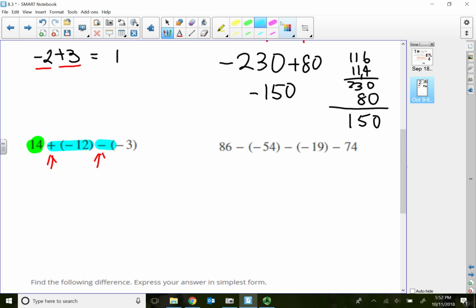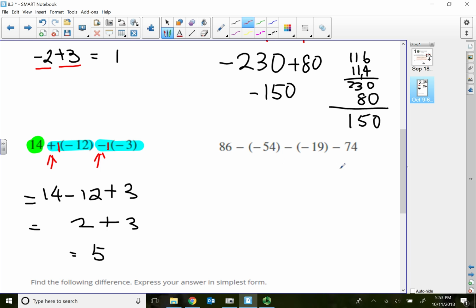So here, I'm going to say my third term is really a negative 1 times the negative 3, which tells me my third term is really a positive 3. My second term is really positive 1 times negative 12, which is actually negative 12. All right, first term, 14, still 14. So this problem becomes 14 minus 12, which is 2, plus 3, which gives a final answer of 5. Okay, that's all it is.